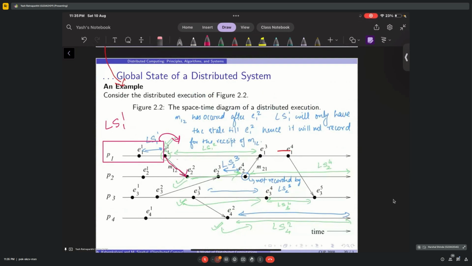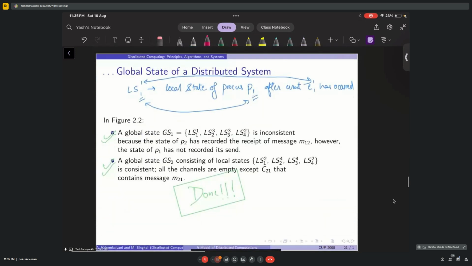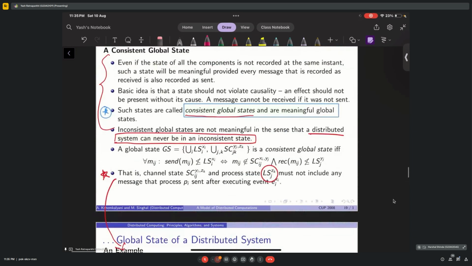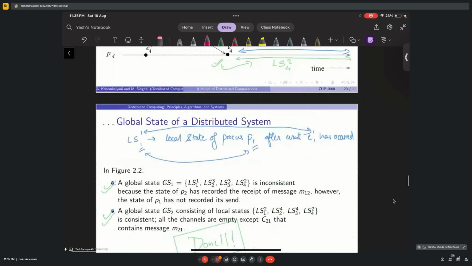M12 has occurred before E12. This will have only the state till E12, hence it will not record this. Okay, to talk about inconsistent and consistent system, this consistent and inconsistent global state, let's take an example of this.